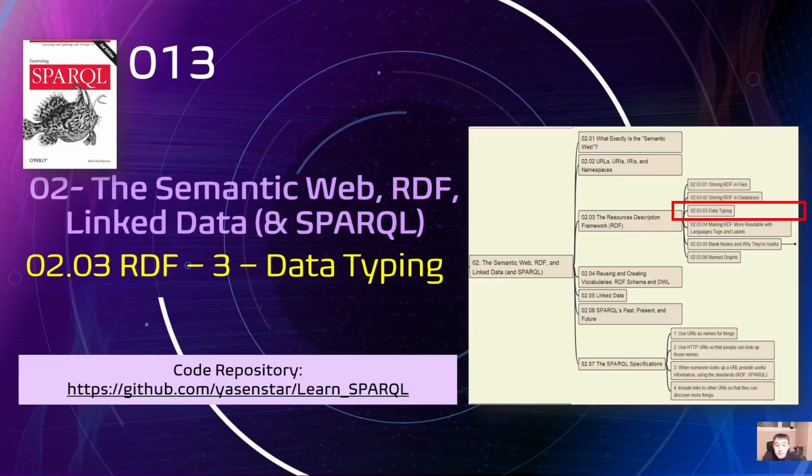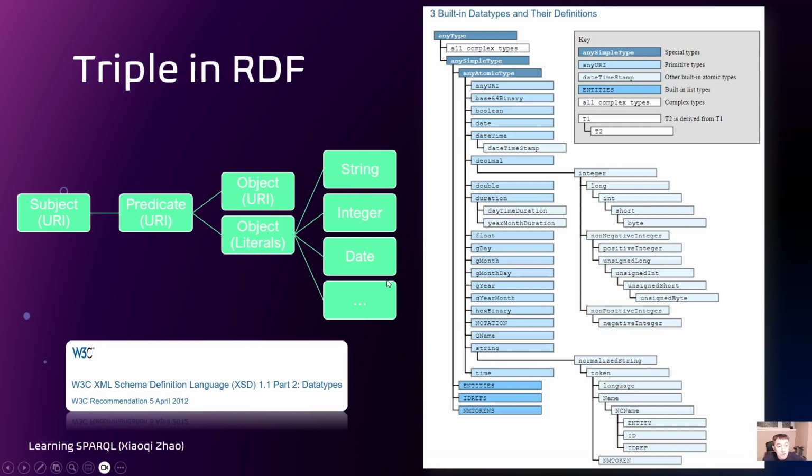Let's move to the next part within the RDF. We will discuss what data typing means within the Resource Description Framework, the concepts. On this one I added a page for you to understand this. First, we mentioned many times the triple in RDF. I use this hierarchy to show you.